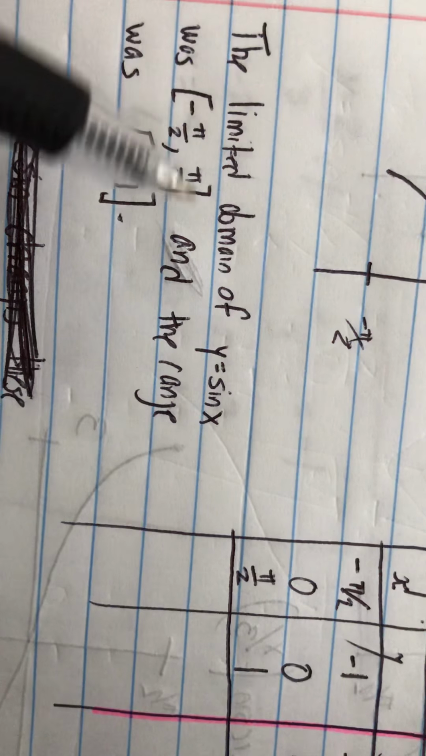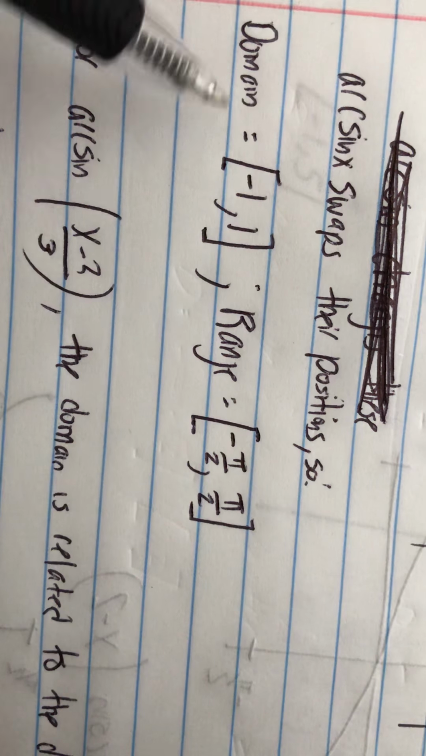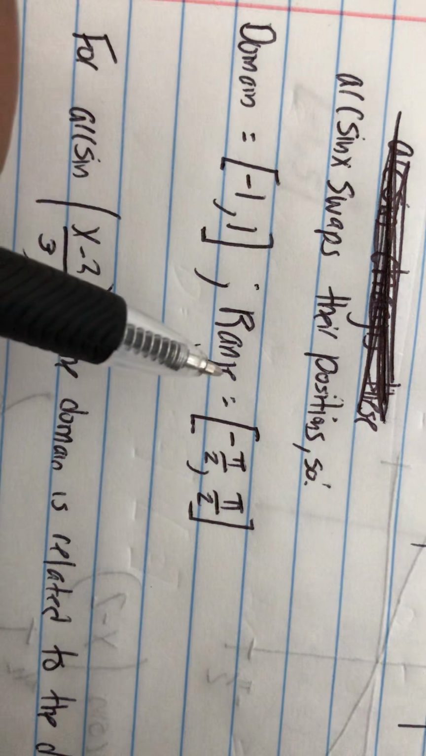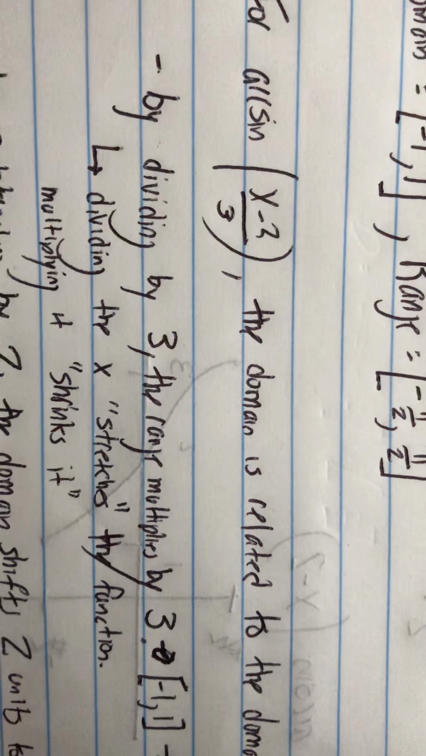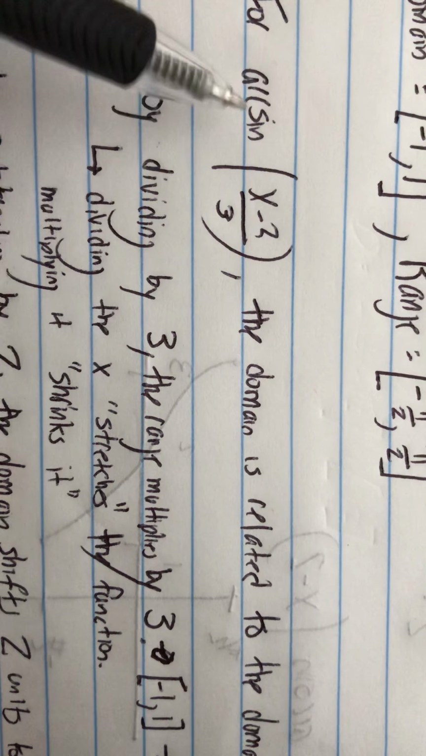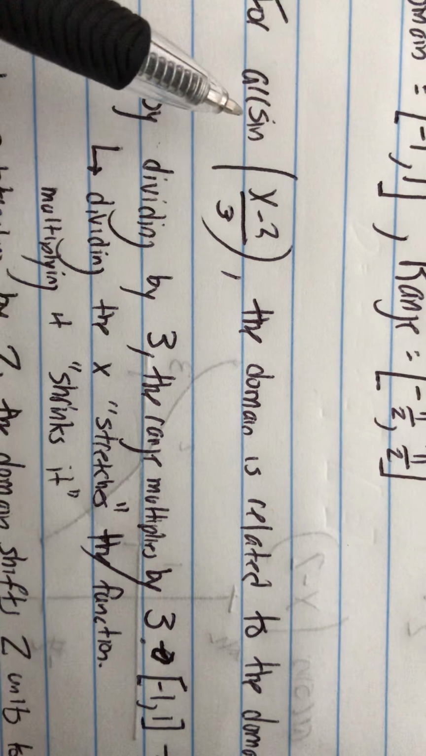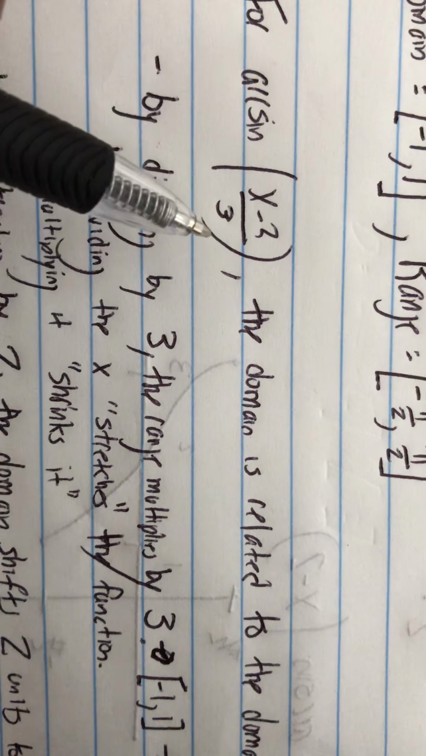So the domain actually becomes the range, and the range becomes the domain. So then you can see that the domain is actually -1 to 1, and the range is negative pi halves to pi halves. So then we should understand the rest of the function. So the original question was actually asking about arcsine of the quantity of (x minus 2) divided by 3.